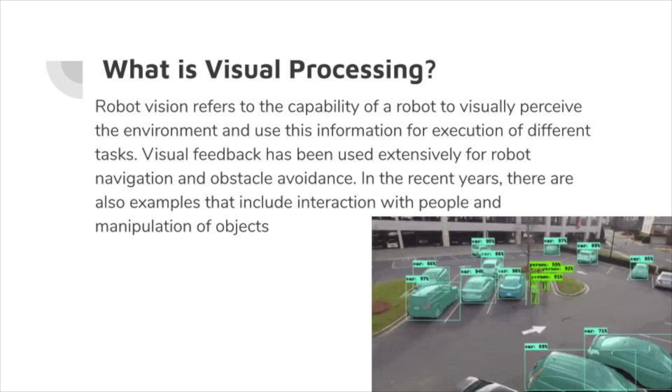What is visual processing? Robot vision refers to the capability of a robot to visually perceive the environment and use this information for execution of different tasks. Visual feedback has been used extensively for robot navigation and obstacle avoidance. In recent years, there are also examples that include interaction with people and manipulation of different objects.